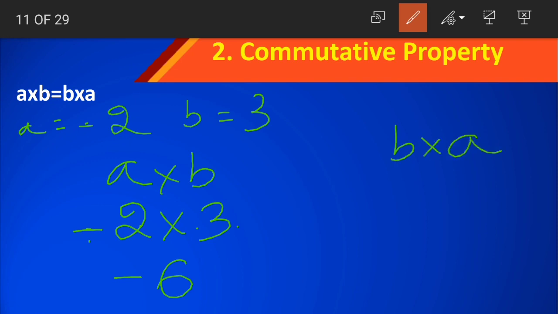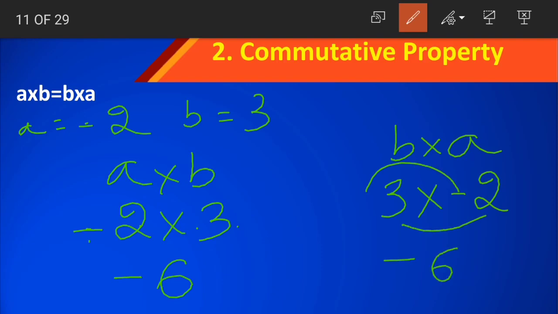Coming to b into a, b is 3 into a is minus 2. The signs are different, so the answer will be negative. Coming to the numbers, 3 2s are 6. Now is LHS equal to RHS? Yes, LHS is equal to RHS. a into b is equal to b into a. So multiplication of integers follows the commutative property.